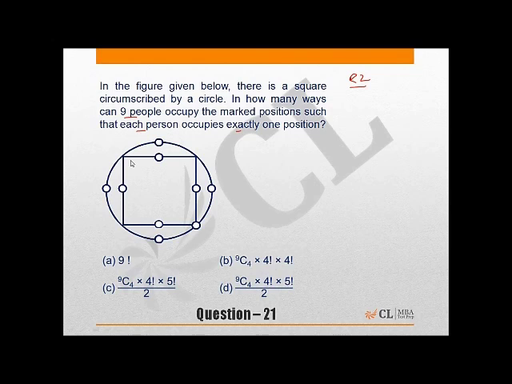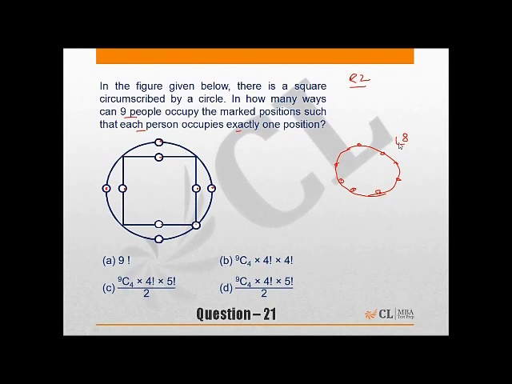So 9 people have to be seated in each of these positions as given in the figure, and we need to find in how many different ways it can be done. Now, if the question was that there are 9 positions out here, 1, 2, 3, 4, whatever it is, then we would have straight away said it should be 8 factorial.